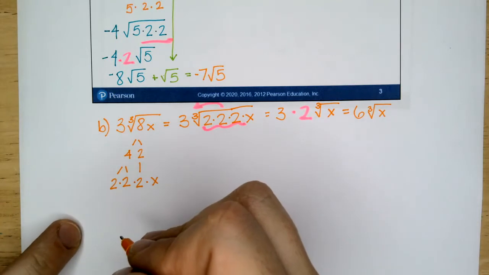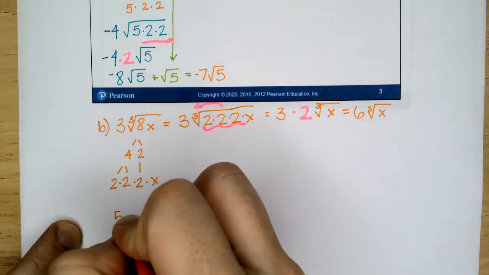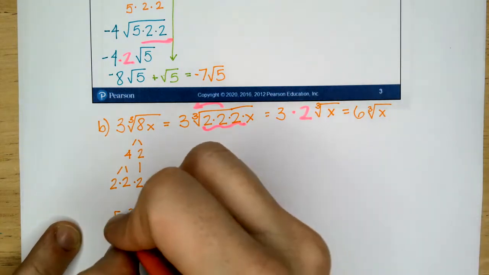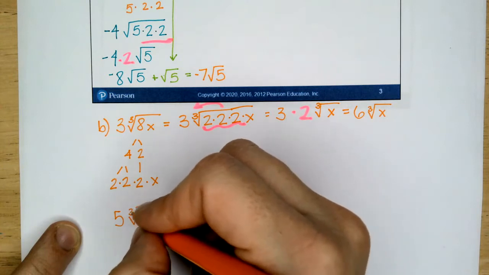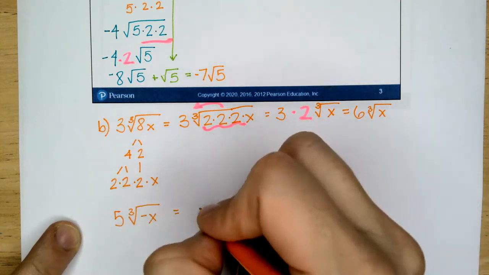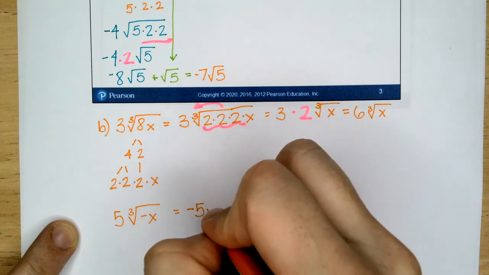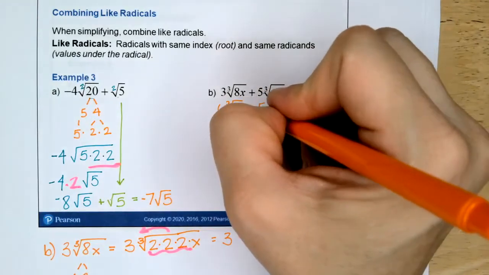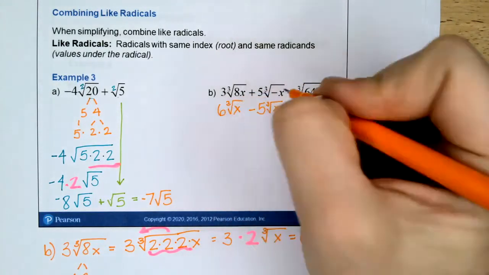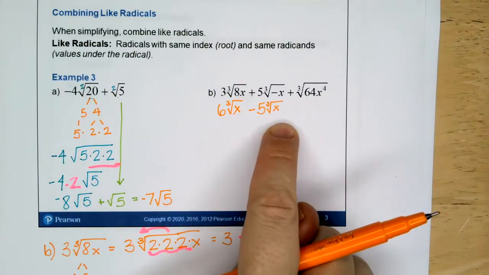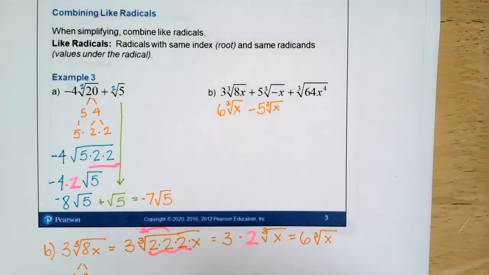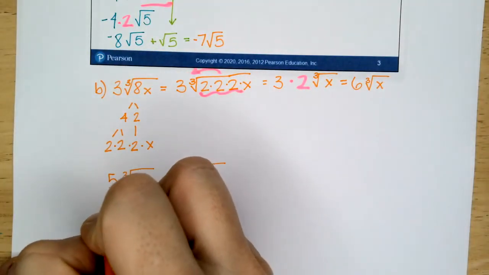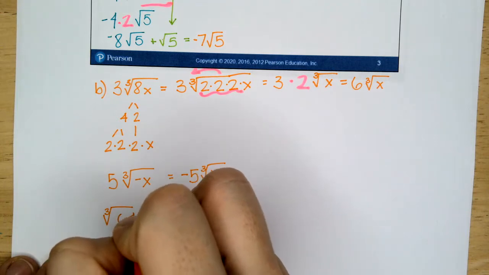The next piece of B is 5 cubed root -x. All I can do here is take out the negative sign. Remember, if it's a -x and this is odd, it's possible, and the answer will be negative. So now I'm just going to say it's -5 cubed root x. But I see that we have now the same radicand and the same root. So that's good. And then my last term is the cubed root of 64 x to the 4.